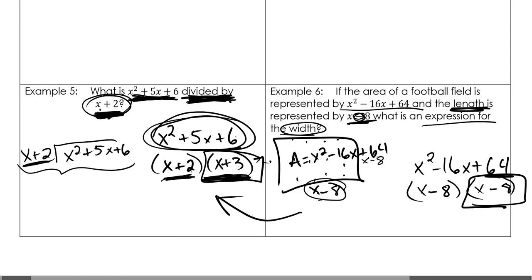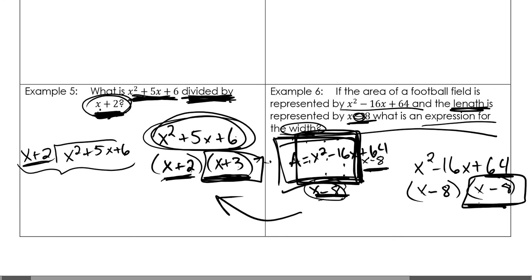Which hopefully, if you're thinking, is not a good answer. This was a poorly constructed question because a football field is a rectangle, and if this and this is the same length, it would be a square football field. Not a very good question that I made up. All right. Anyway, that's the mathematical answer for the equations I gave.